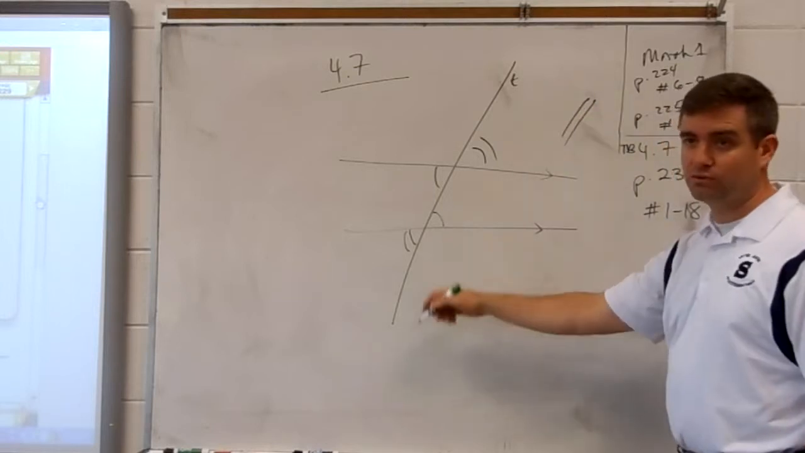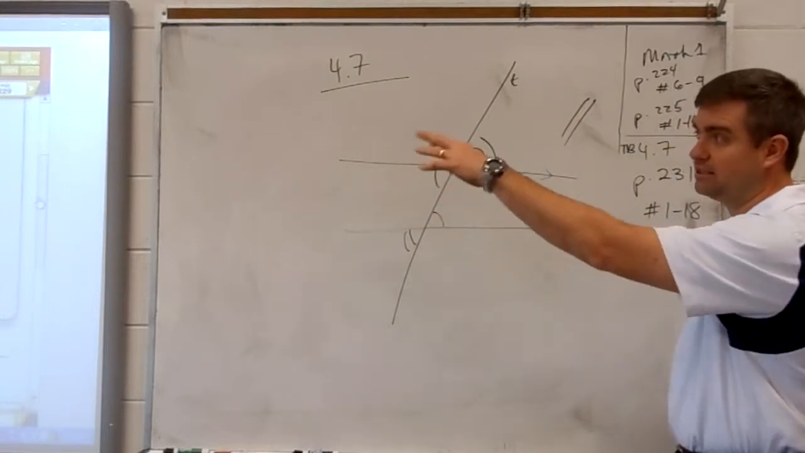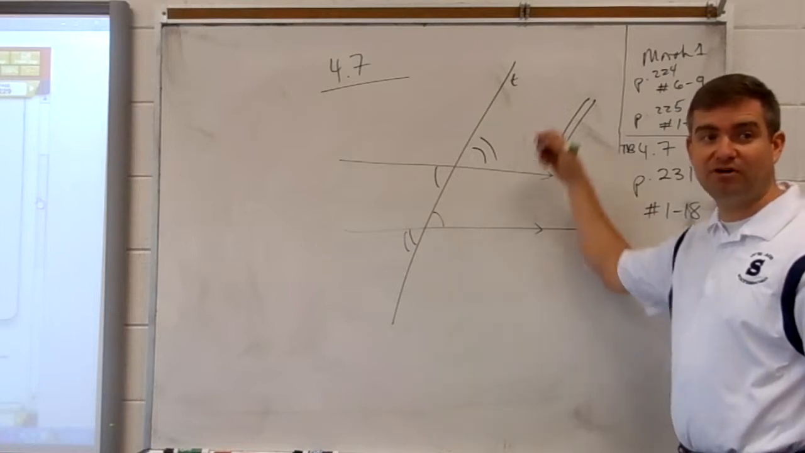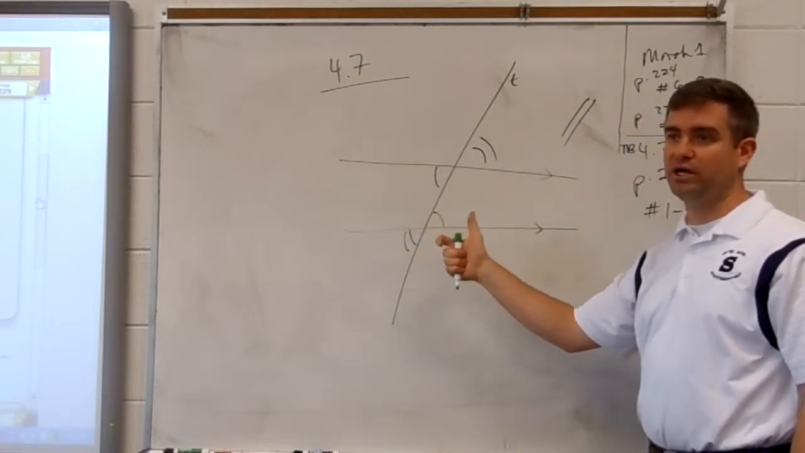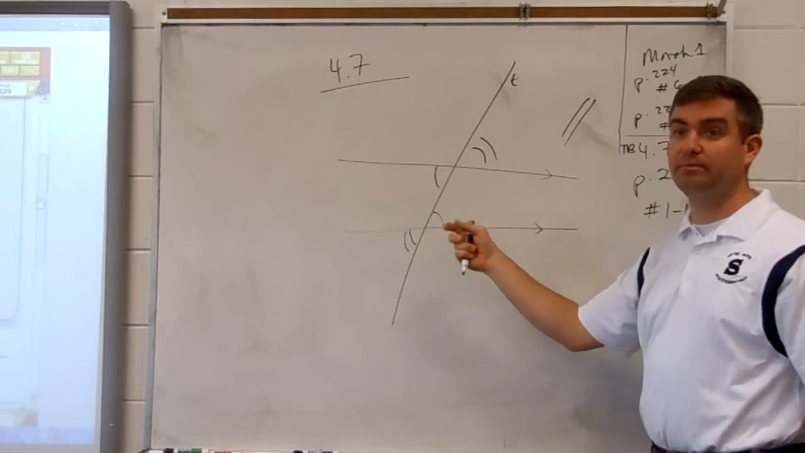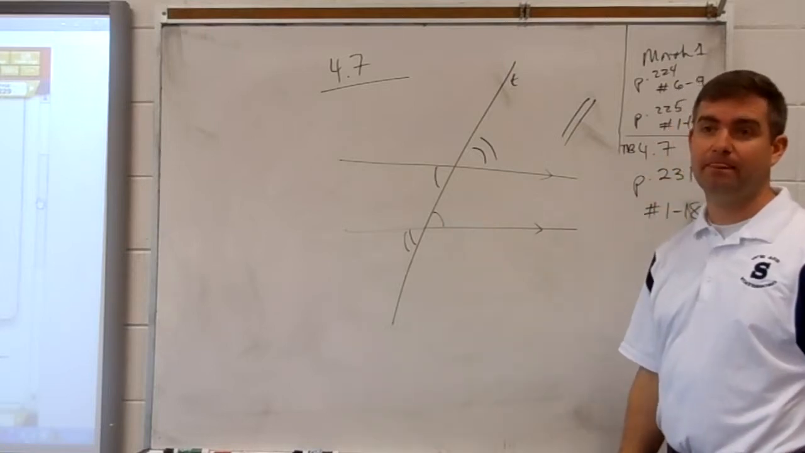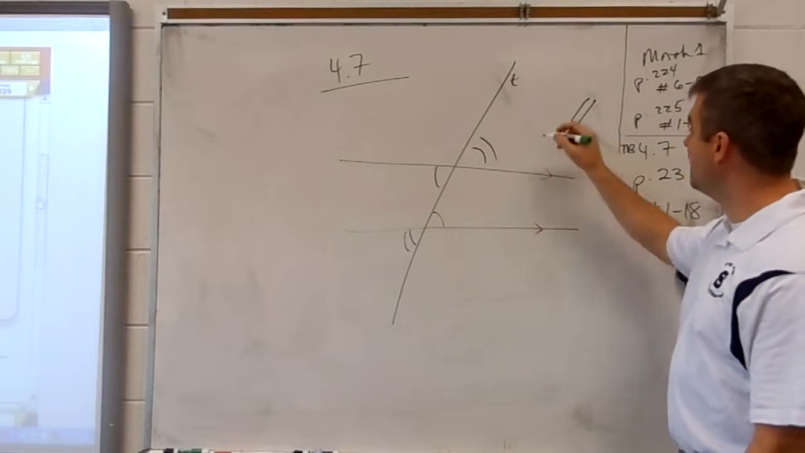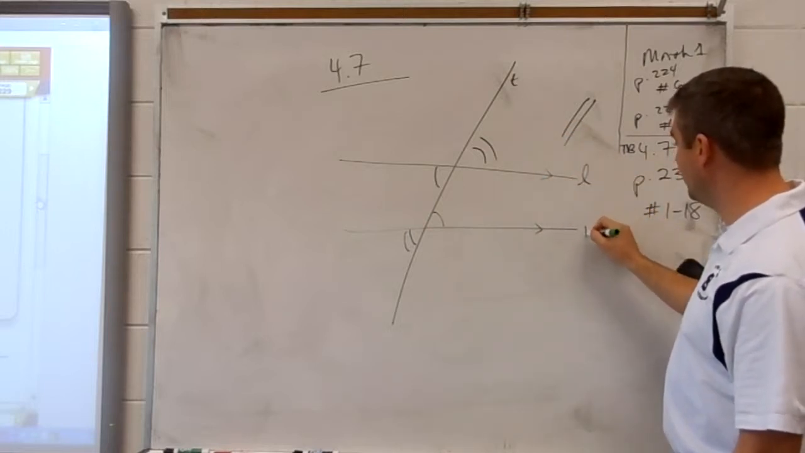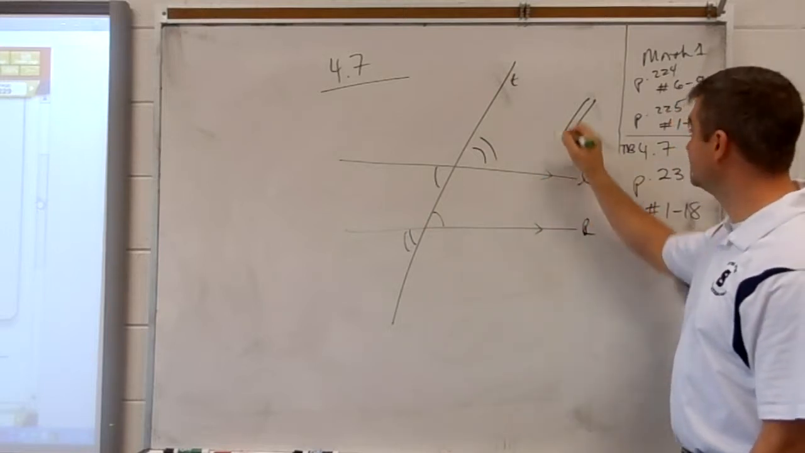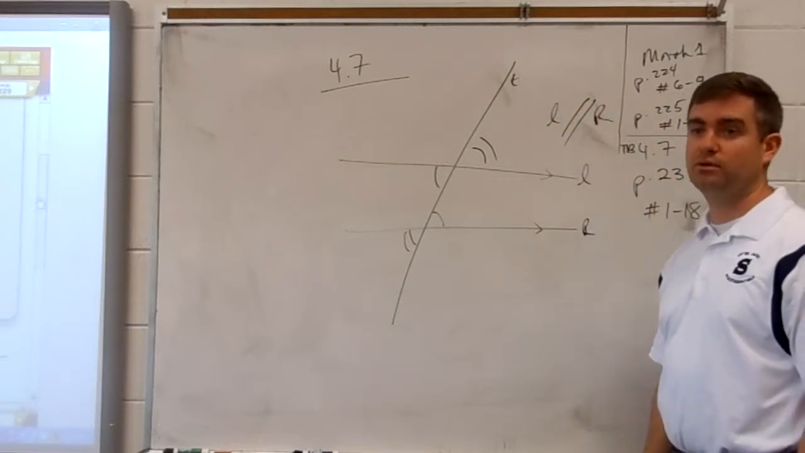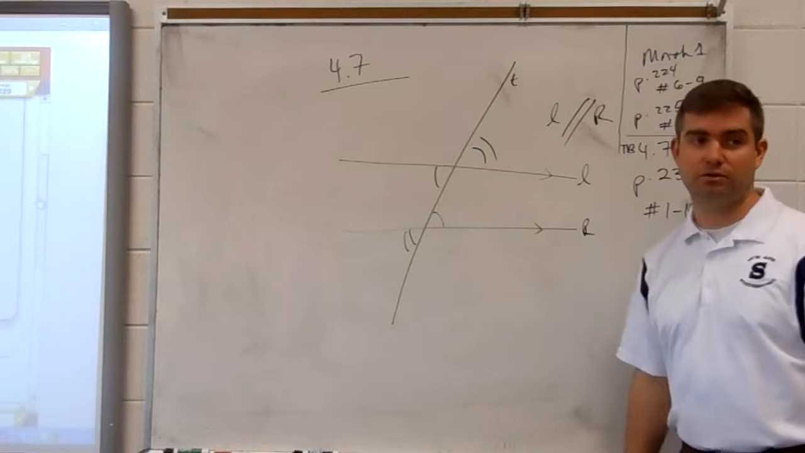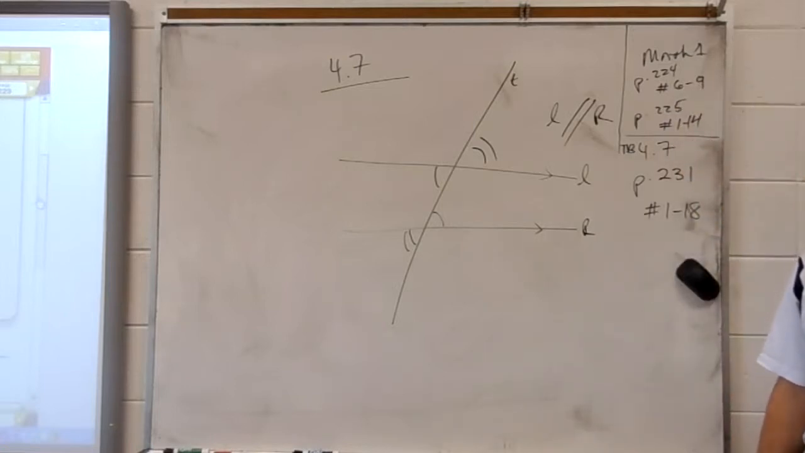So transversal, we have to talk about it to understand some of these other theorems. But a transversal is a line that cuts two other lines. Questions? Anybody have a question about a transversal? Yes, ma'am. The sign for parallel is two lines that have a little arrow. Let's say that this was L and this was R. If I wanted to say it, I would say L is parallel to R. Is that what you were asking? Anybody else? Good question.